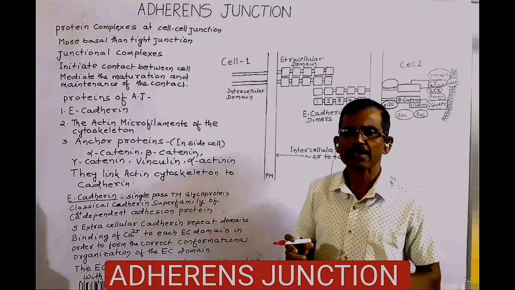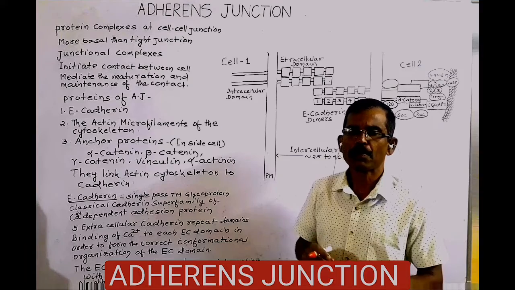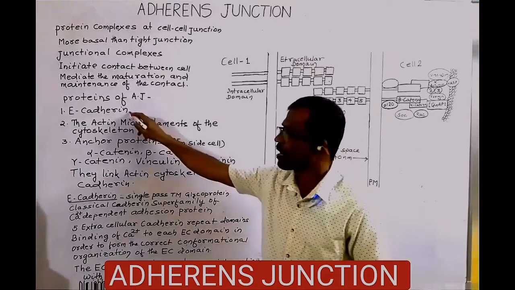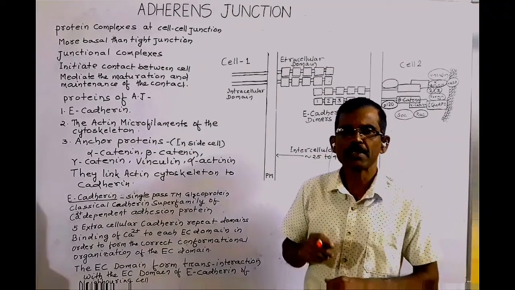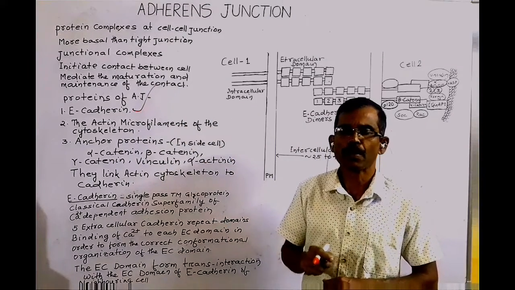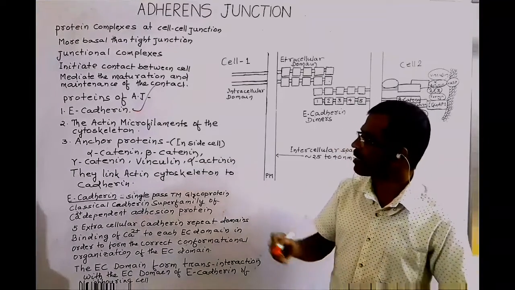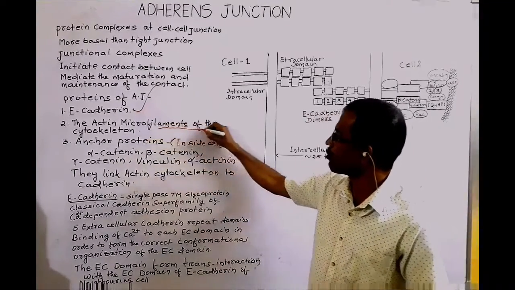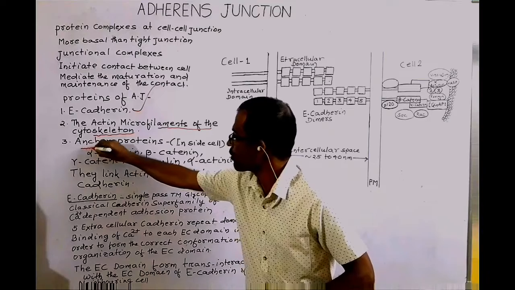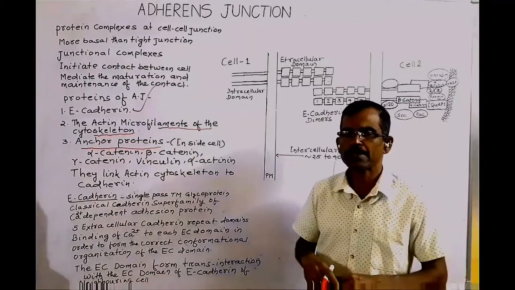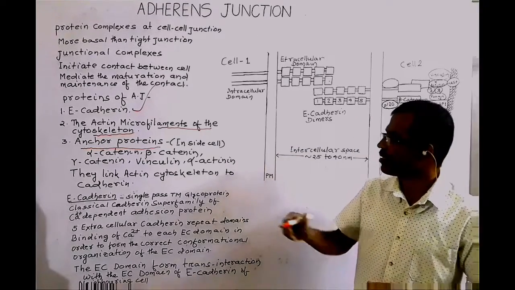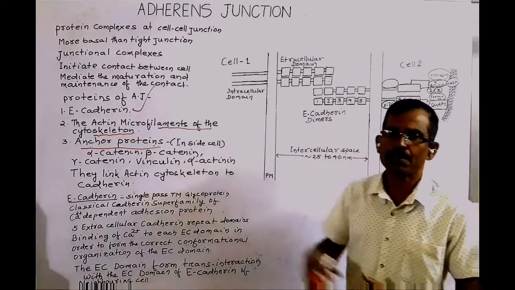They are protein complexes composed of different types of proteins. Various components of the adherens junction are E-cadherin. E-cadherin means epithelial cadherin. This protein is the main transmembrane component of the adherens junction. Second component is the actin microfilament of the cytoskeleton. And the third component includes different types of proteins which link the E-cadherin to the actin cytoskeleton. These proteins are called anchor proteins.